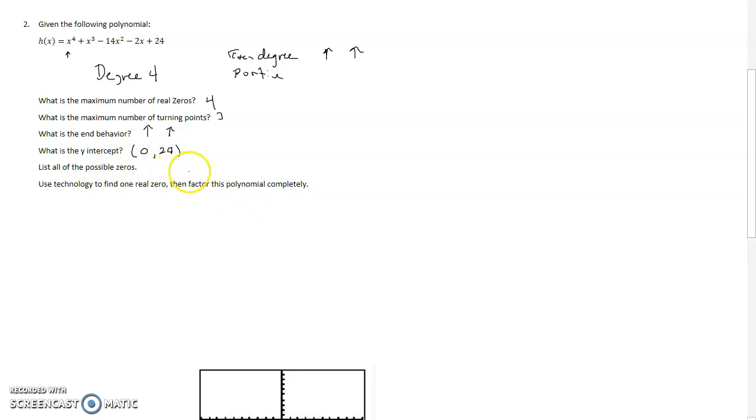Now, list all of the possible zeros. How we find the list of possible zeros is by looking at the coefficient in front of the leading term and then looking at the constant term. So really quickly, we're going to call the term at the end, the constant term, p, and we're going to call the coefficient up front, q. So p is equal to 24, right? And q is going to be equal to 1.